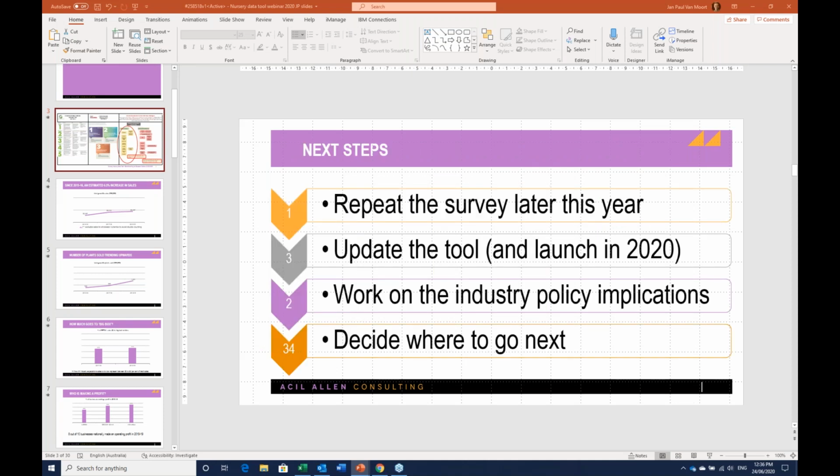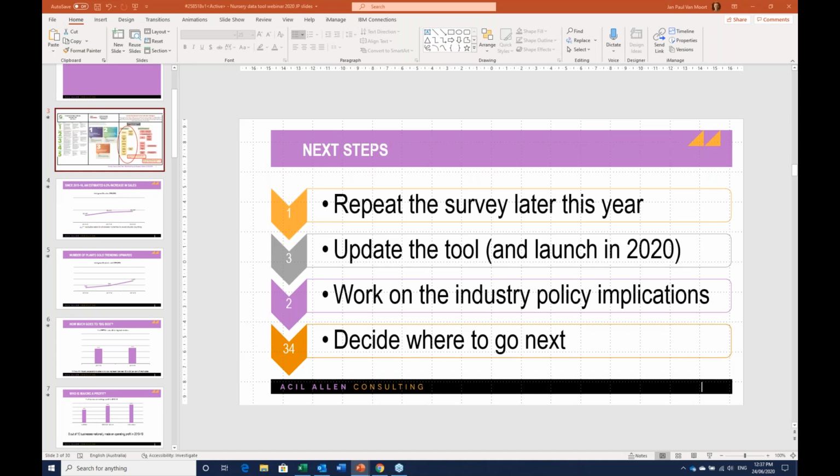In terms of next steps for the project, we'll obviously repeat the survey this year. We had a fantastic, almost 40% increase in the number of people that participated last year. So the more information you give us, and the more people that participate, the more we can break the data down. We'll update the tool. We're doing quite a lot of work and thinking about how we bring new things into it, the ways we can present it better, and that'll be launched in 2021, not 2020 as it says there.